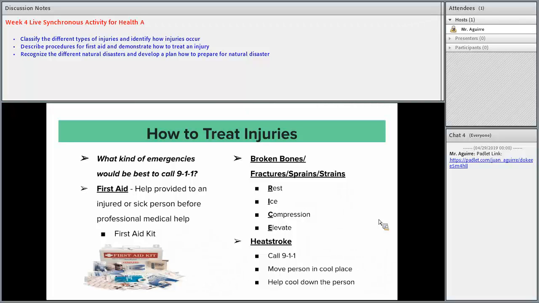Elevate, elevate to control swelling. You don't want to have your arm in one area laying straight forward. There's not gonna be blood circulating. That's why you elevate it. All right, that's your RICE.